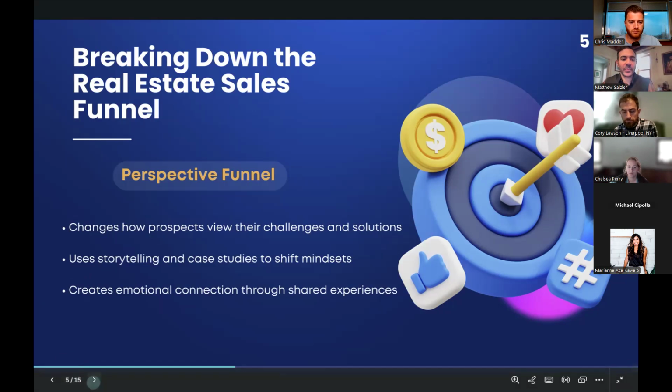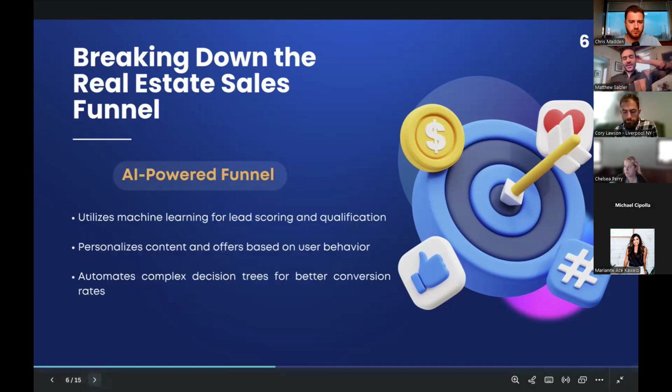This next one is the AI powered funnel. I'm going to use AI very loosely, because there are some higher level AI components available that I've been implementing across the board for some other businesses. But what I have here is just utilizing machine learning for lead scoring and qualification. This is the AI component.